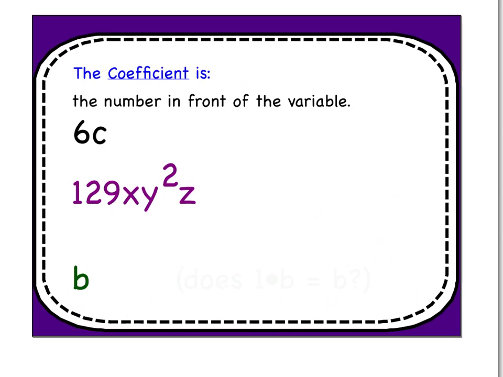If you're ever asked for the coefficient, it is always the number in front of the variable. So in this case, the coefficient is 6. This coefficient is 129. Now on B, it looks as if there isn't one, but if I were to ask you how many B's are sitting there, you would tell me there's 1 B sitting there, so the coefficient is 1.